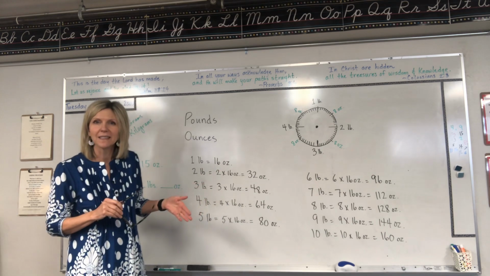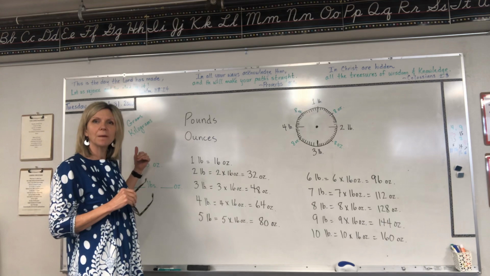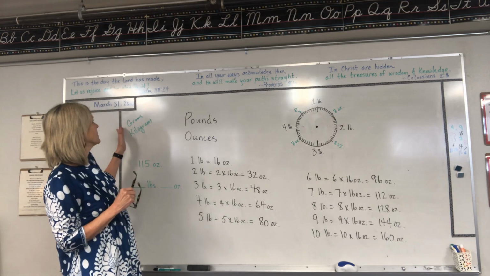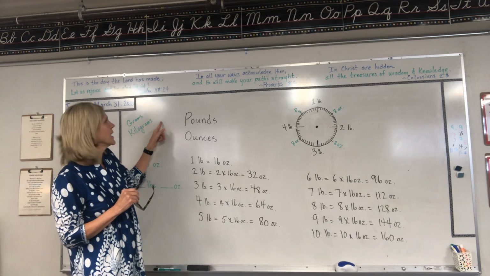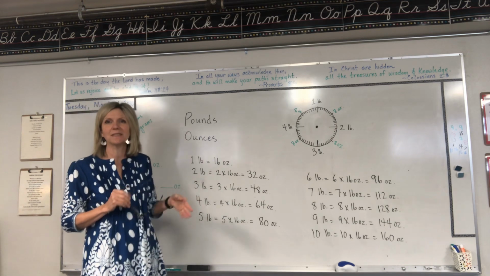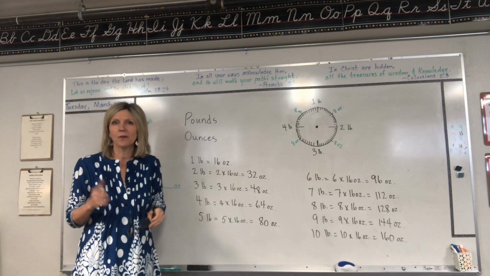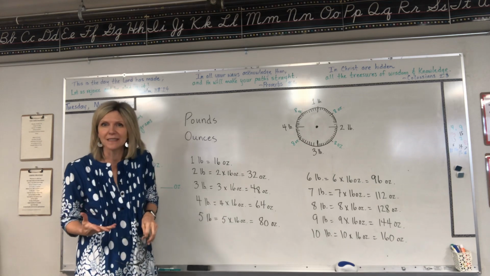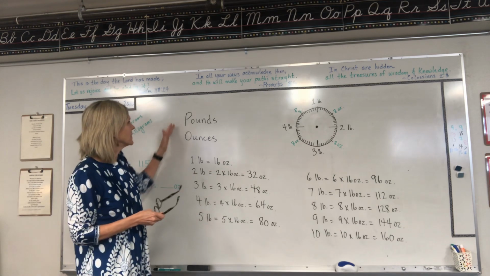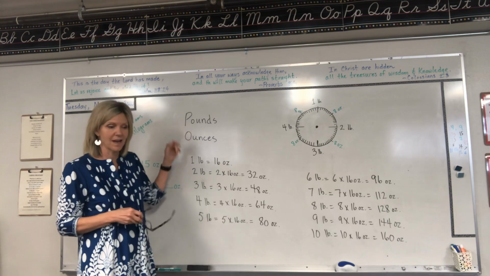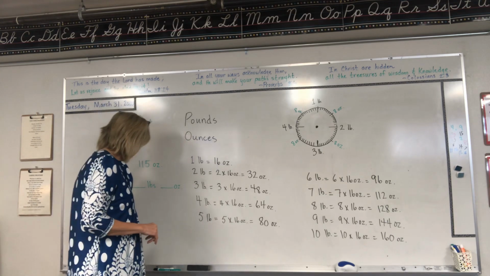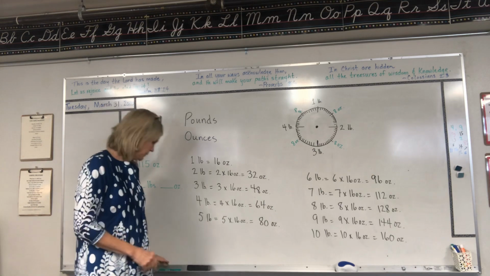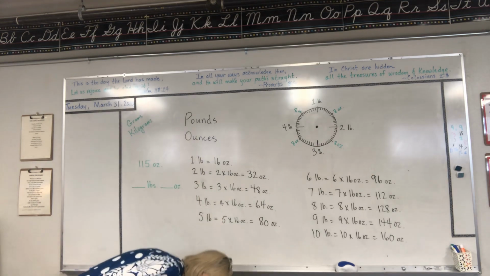in weights. Last week we worked on kilograms and grams. Remember that 1,000 grams equal 1 kilogram, right? Now we're moving into pounds and ounces. You guys probably all know how much you weigh in pounds. And so we're gonna work with pounds and ounces today. I'm gonna ask you, do you know how many ounces are in 1 pound?